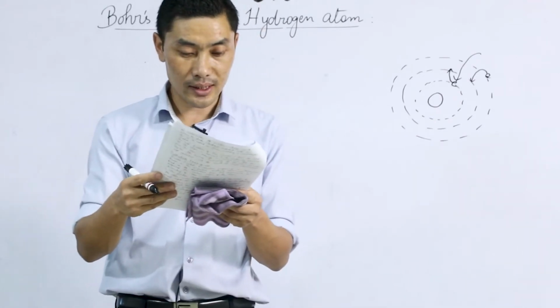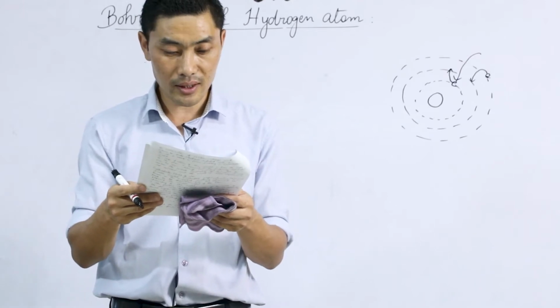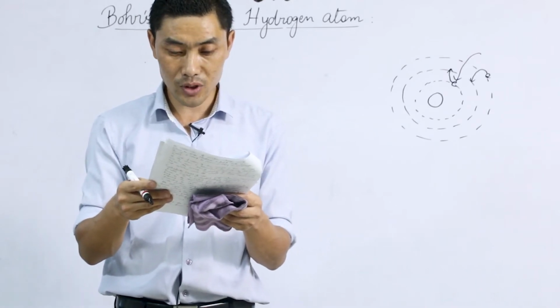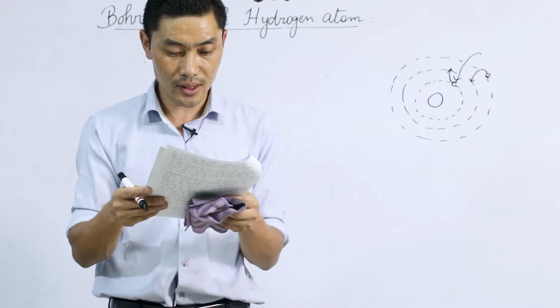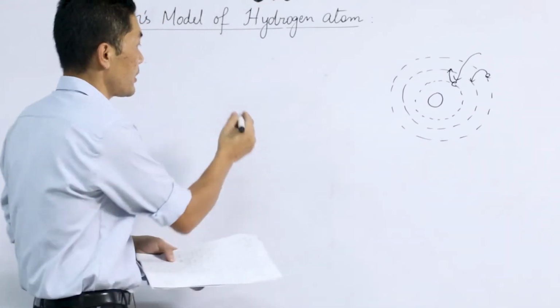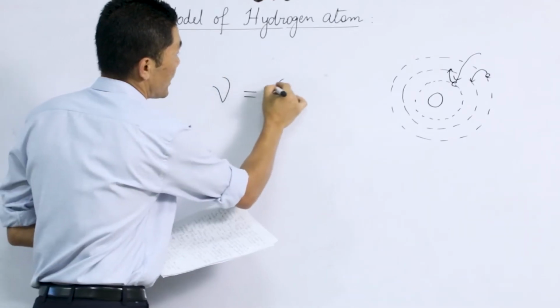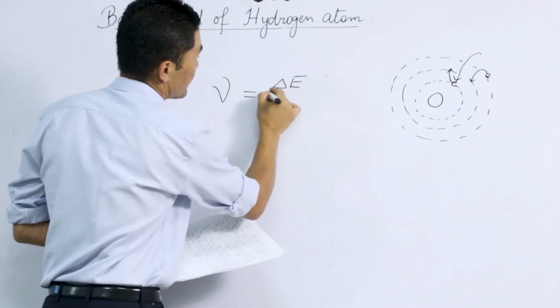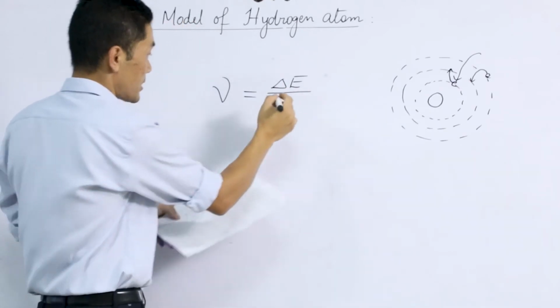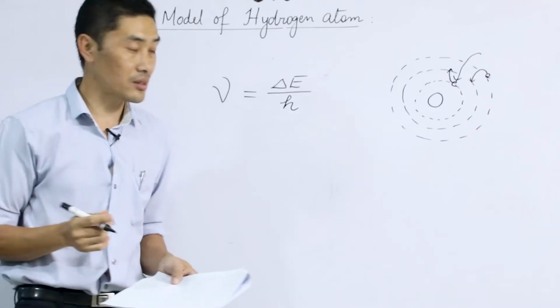The third postulate is that the frequency of radiation absorbed or emitted when transition occurs between two stationary states that differ in energy by delta E is given by nu, which is the frequency, equal to delta E, the difference in energy between the two states, divided by h, which is called the Planck's constant.